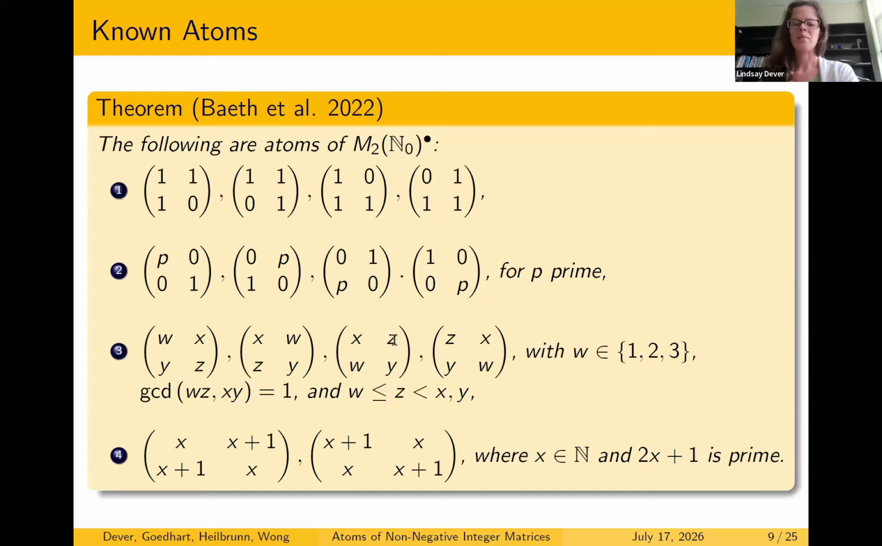The fourth bullet point, they also showed a class of atoms where you have bisymmetric matrices with entries x and x plus 1, where the absolute value of your determinant, which is 2x plus 1, is prime. So they showed that these matrices, the bisymmetric ones with entries x and x plus 1, form a sub-semigroup, and then they found the atoms in that sub-semigroup.